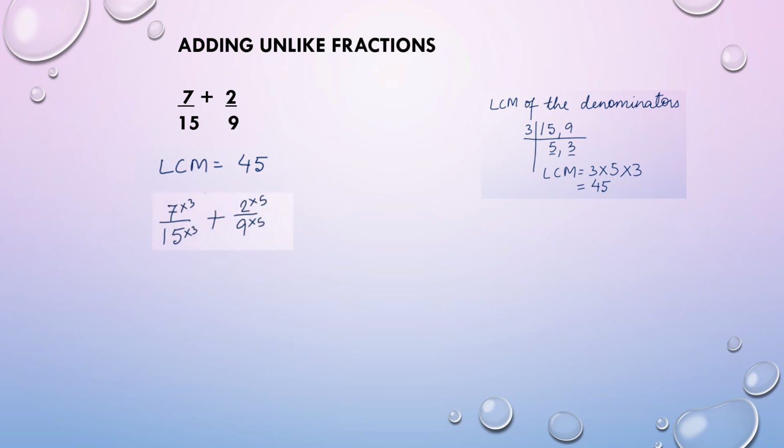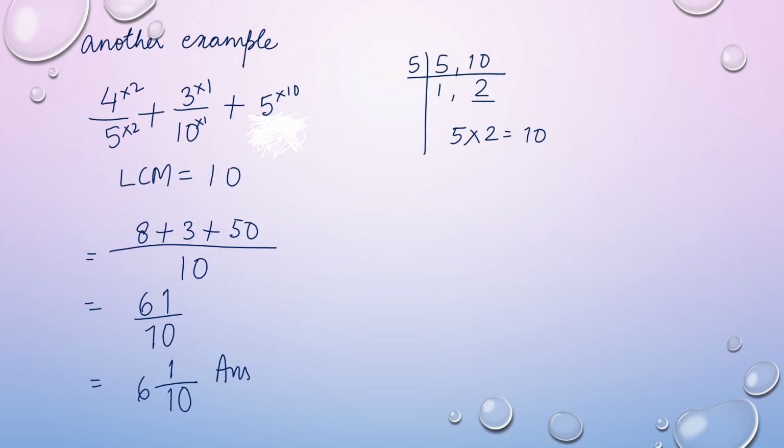So in the first fraction, 7 over 15, 15 and 45. 15 times 3 is 45, so the respective numerator is also multiplied by 3. And here we get 21 plus 10 over 45. The answer is 31 over 45. Let's see one more example.